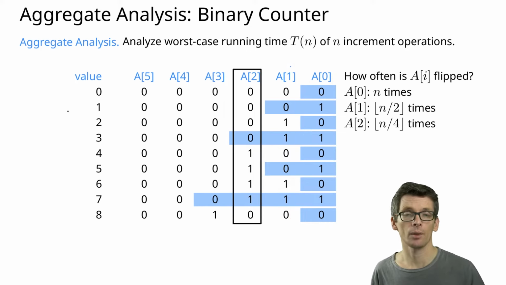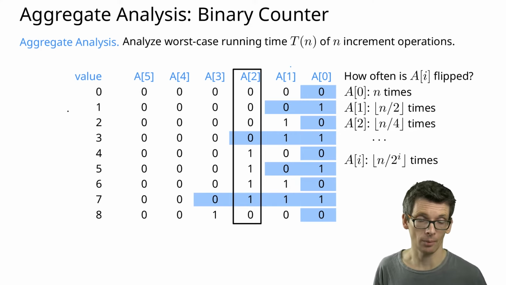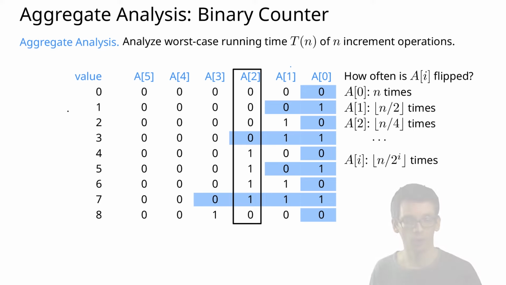We have n/4 flips of a2, and so on. So the ith bit is actually flipped n divided by 2 to the i times. So the total cost is the sum over all the bits. So i goes from 0 to k minus 1. So here in the example where k is 6, it went from 0 to 5. And then n divided by 2 to the i.